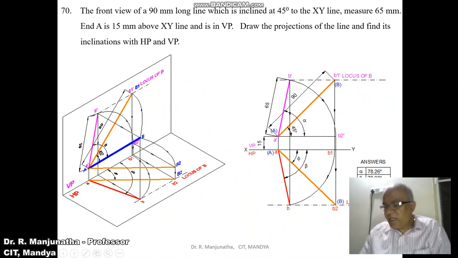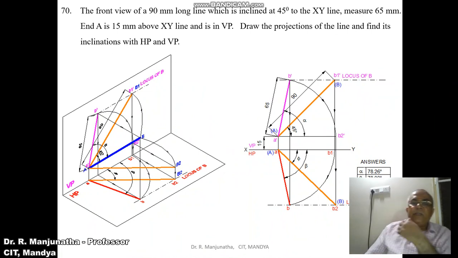Then from A dash, by using the protractor you measure an angle of 45 degrees and draw an inclined line, and then by using the compass measure 90 mm and cut an arc on that 45 degree line so that you will get this point B1 dash, and then draw a horizontal dash dot line and you mark this point as locus of B.